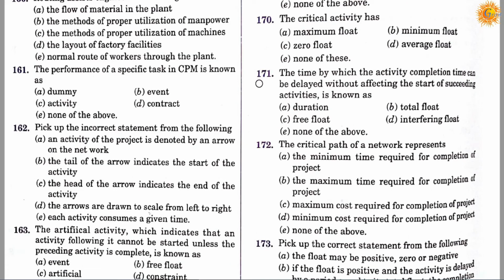Question number 171. The time by which the activity completion time can be delayed without affecting the start of succeeding activities is known as: option A, duration; option B, total float; option C, free float; option D, interfering float; option E, none of the above. Correct answer is C. It's called a free float. It means the time by which the activity completion time can be delayed without affecting the start of succeeding activities is called a free float.